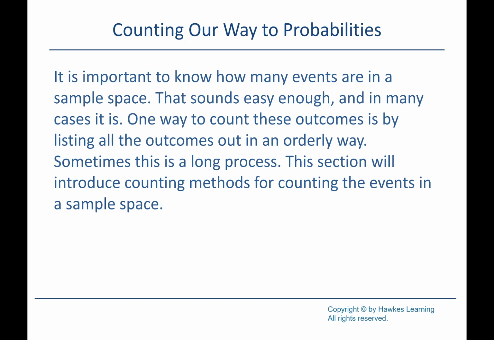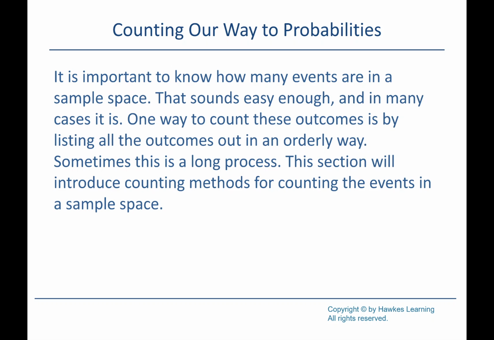So what we're after in this section is ways that we can come up with how many outcomes we'll have in our sample space without having to actually list them all out. That's our goal here. If you've got a sample space of 2 million and something, you don't want to have to list all those out. So that's what we're after here.